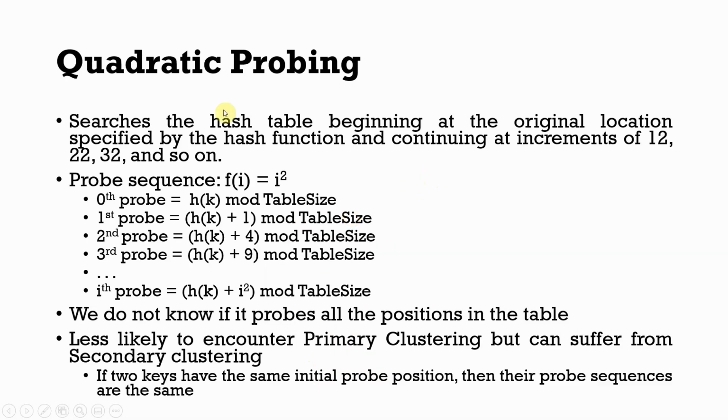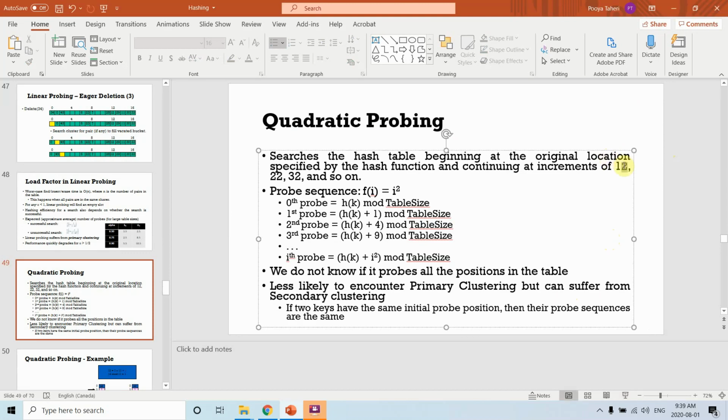The second open addressing method is quadratic probing. One problem that we saw with linear probing was primary clustering, where all the data would end up in one big cluster, a concentration of data in one place. In quadratic probing, we search the hash table beginning at the original location specified by the hash function and continuing at increments of 1 raised to the power 2, 2 raised to the power 2, 3 raised to the power 2, and so on.